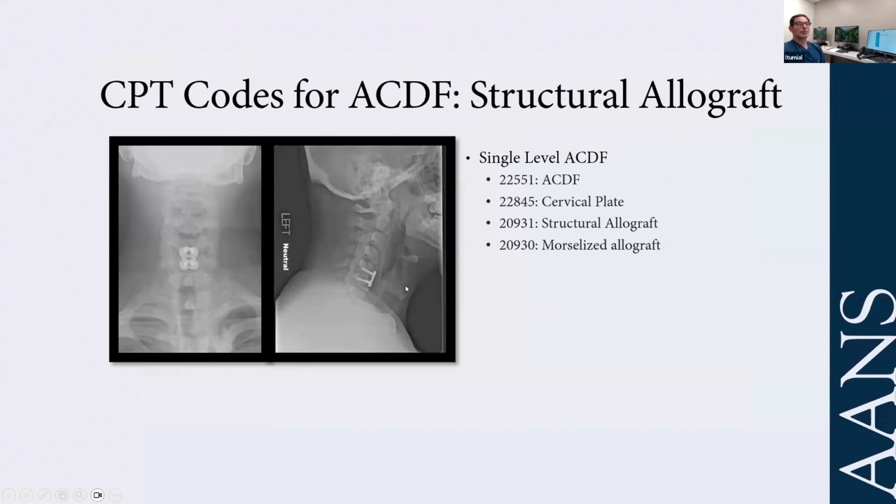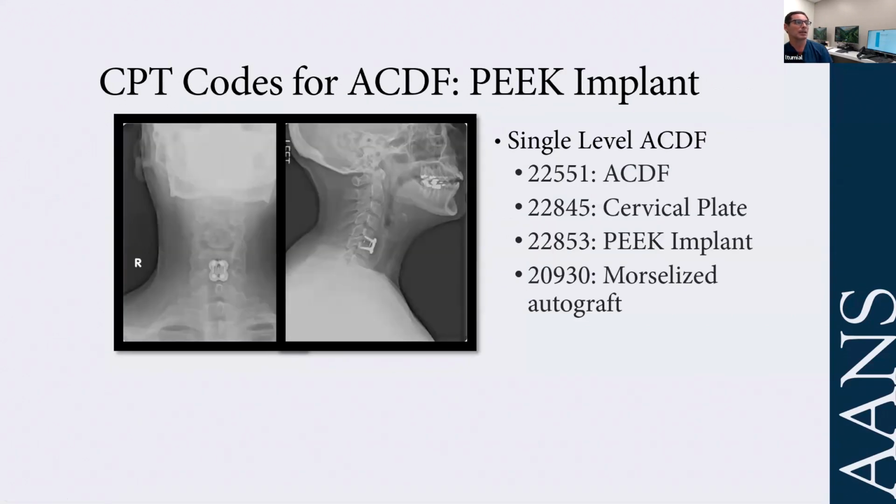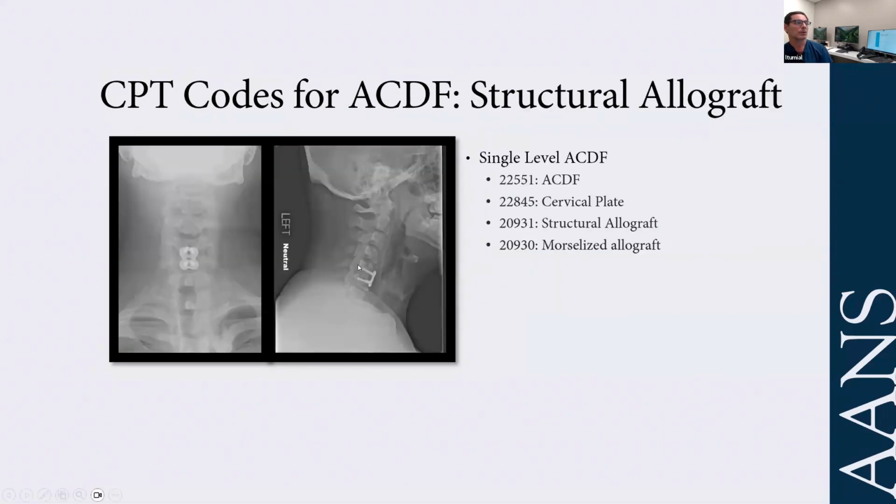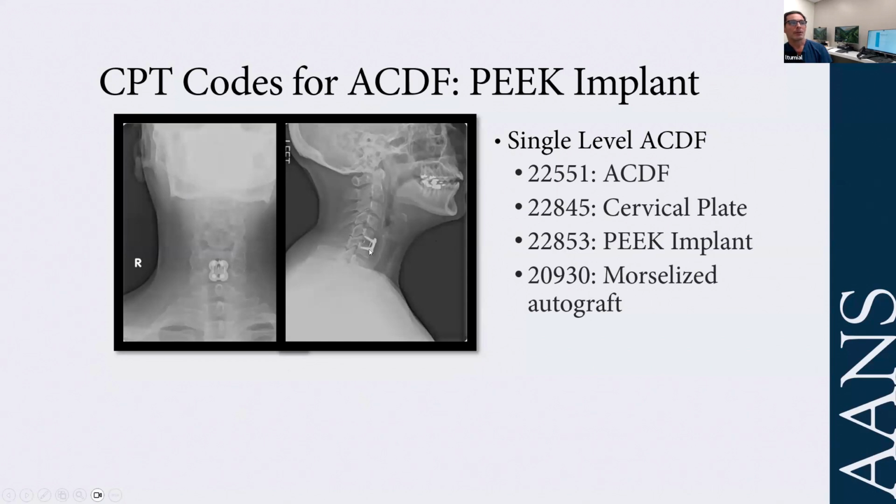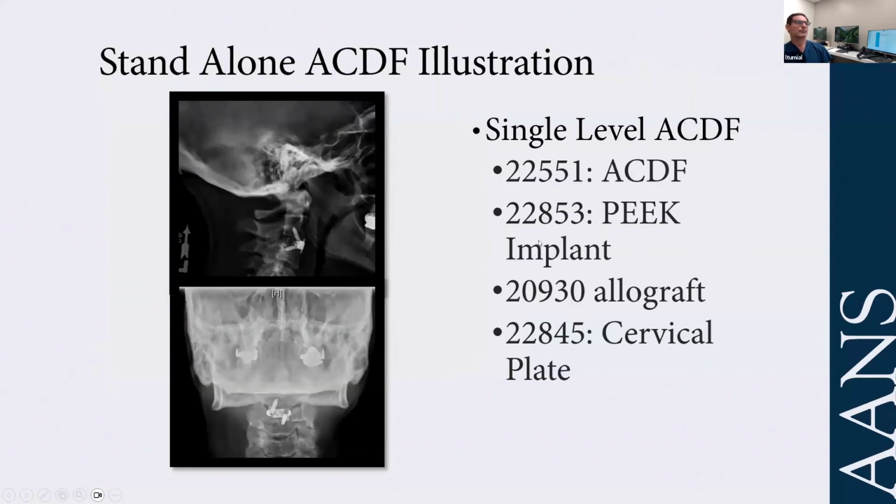Okay, so this is an example of a patient who had Aetna. And if you have Aetna, you do not get to use PEEK. So you have to use this or they won't pay for anything. So this is a structural allograft. The difference in this case is the 20931, because that's structural allograft. Here, the placement of PEEK, 22853, allowed for that.